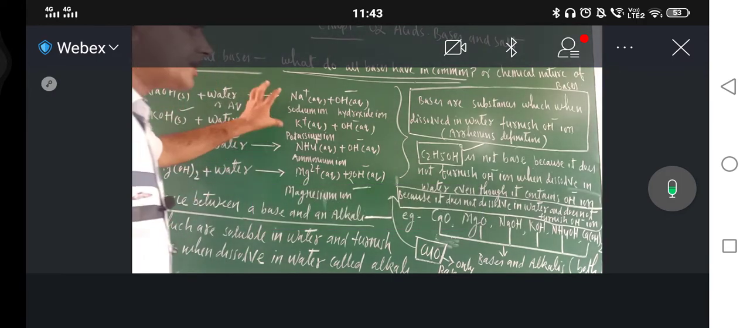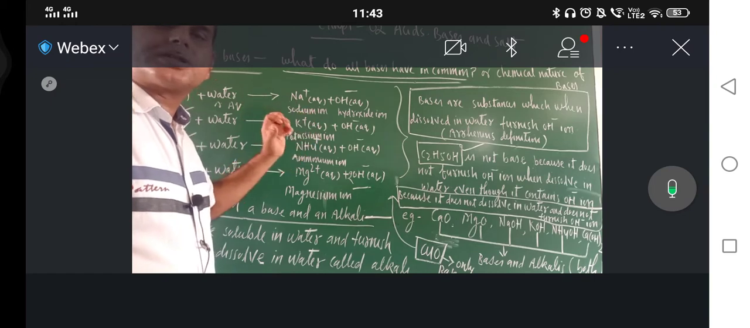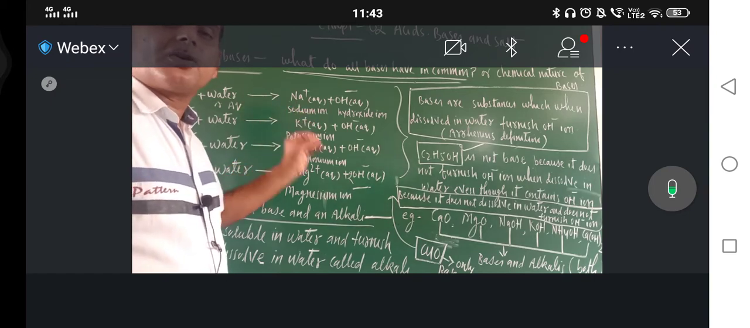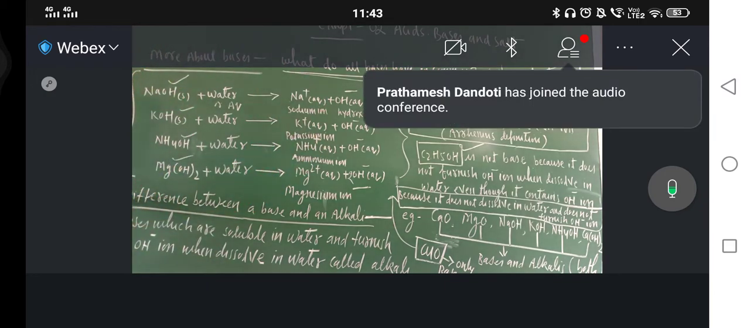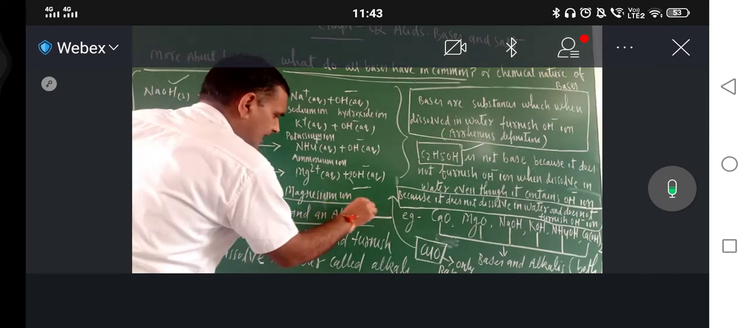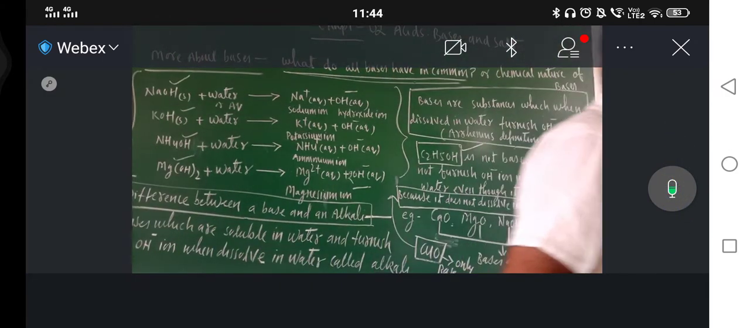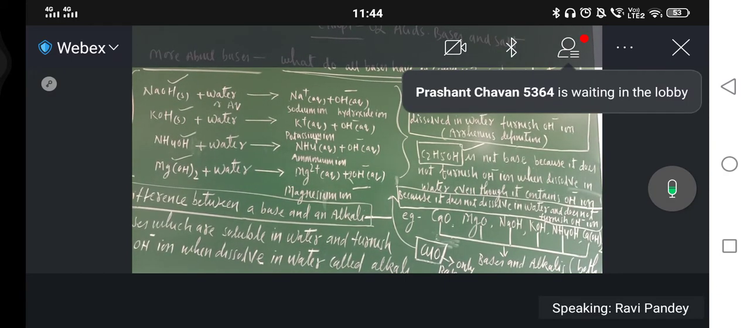The conclusion of this discussion is that bases are those substances which furnish OH negative ion when dissolved in water. Now there is one more aspect: what is the difference between a base and an alkali? These are two terms which are used interchangeably, bases and alkalis. Am I audible? Is there any problem?